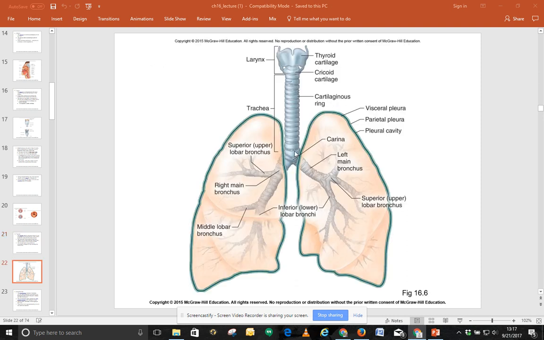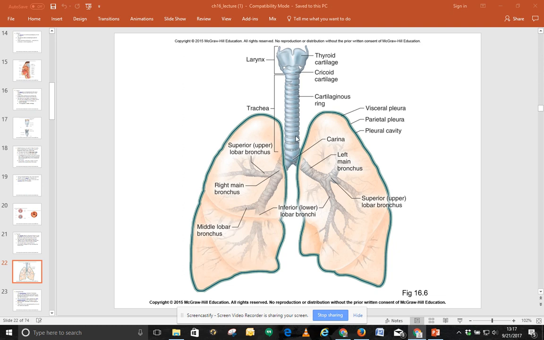And again, here's a picture. And remember, when we're looking at the body, we're looking from the patient's view. So this is going to be the left, or the patient's left, and the right. And you can see the left mainstem bronchus and the right. Your cartilaginous rings are here, making up the trachea.